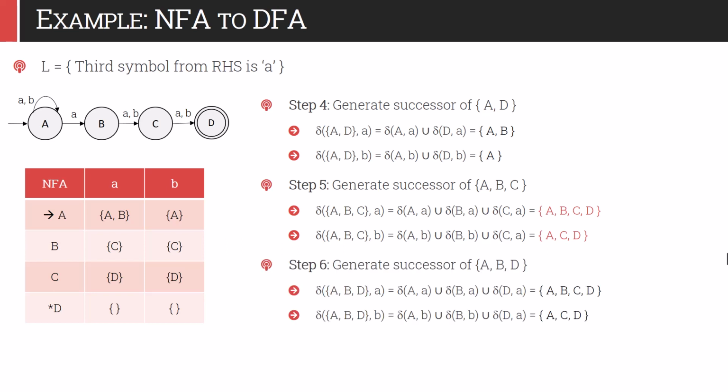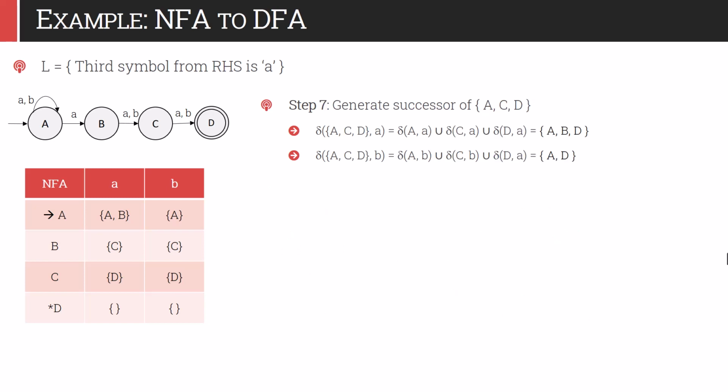Next, we will process state ABD, which was generated in step 3 and is yet to be processed. On reading A from ABD, we move to ABCD, which is already generated in step 5, yet to be processed. And on reading B from ABD, it generates ACD. ACD is also already generated in step 5, but it is yet to be processed. So now we have 2 states, ABCD and ACD, which are not yet explored. Now we will explore both of them.